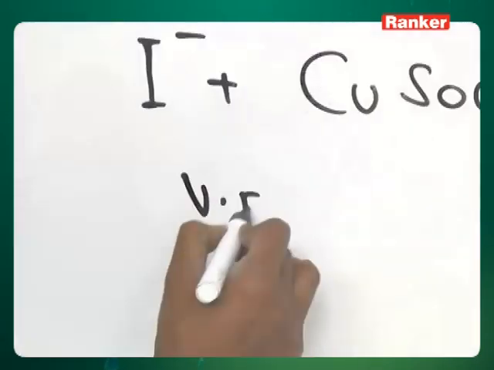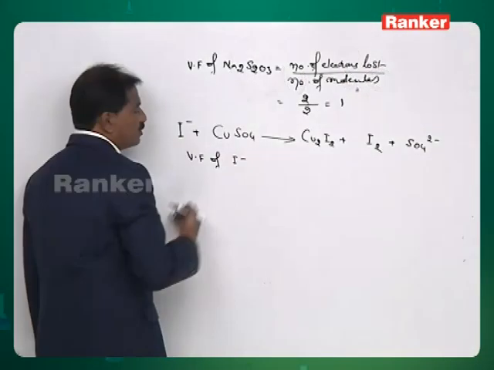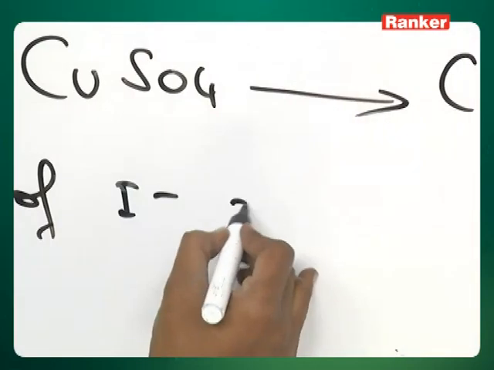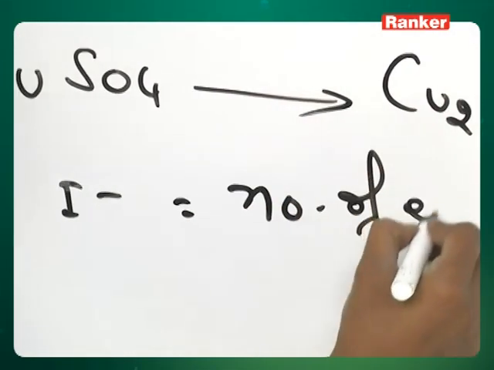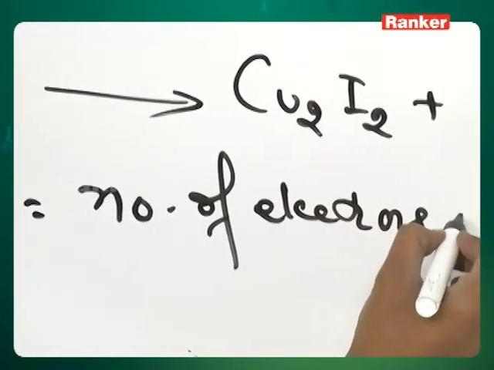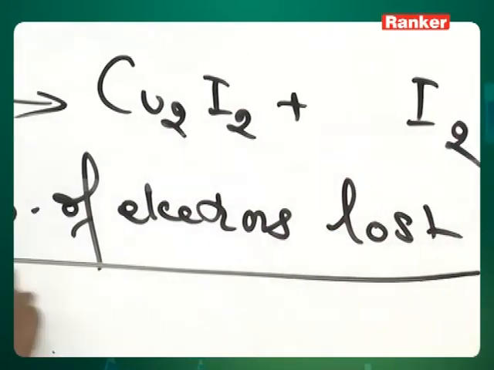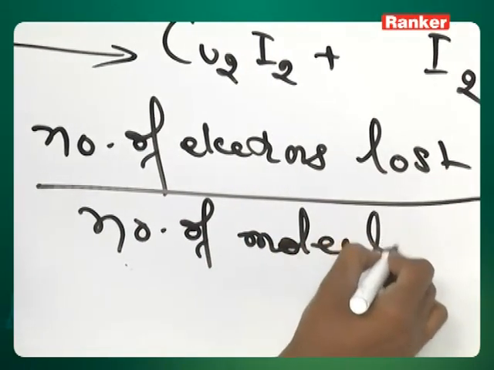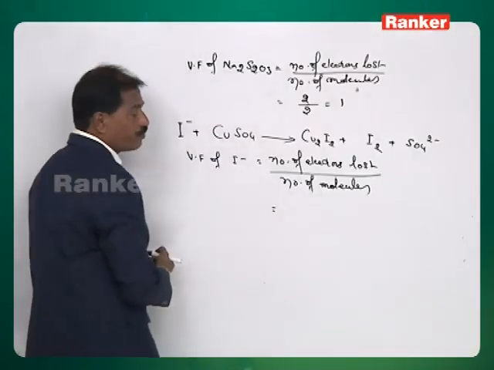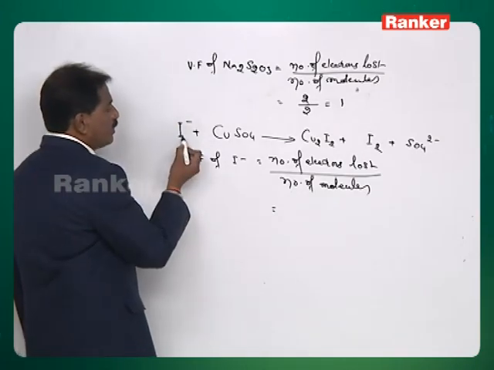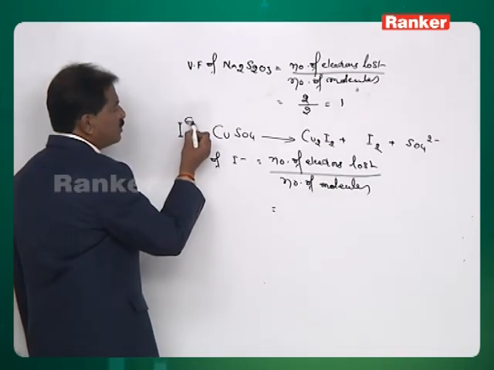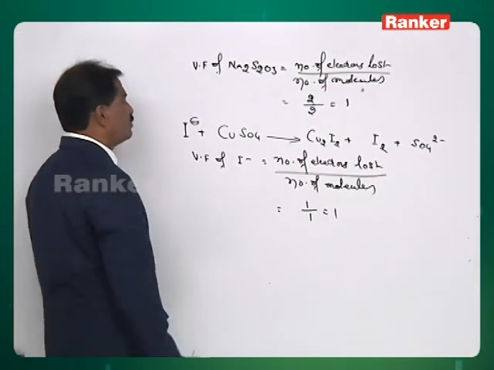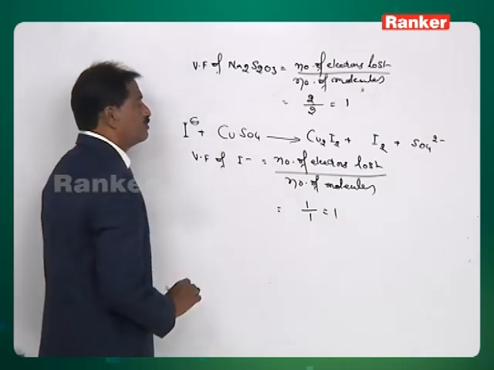So, valence factor of iodide. Valence factor general formula is number of electrons lost by number of molecules. Here, number of electrons lost: one iodide is losing one electron. Number of molecules, so 1. So for potassium iodide or iodide, valence factor is 1.